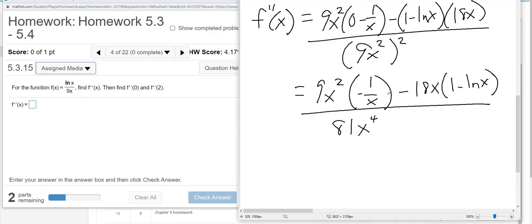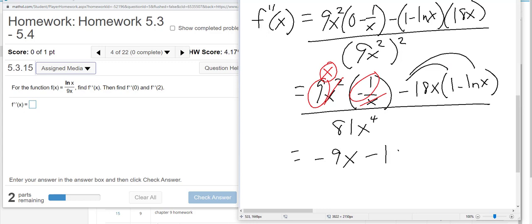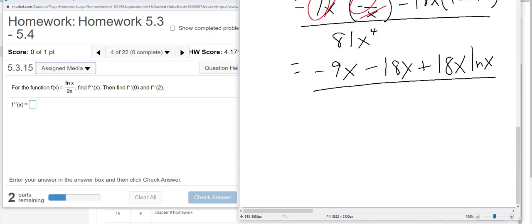All right, so this x is going to reduce with this x. It's going to leave me a 9, an x, and a negative 1. So that's going to give me a negative 9x. Now I'm going to distribute minus 18x plus 18x natural log of x. All of that is over 81x to the 4th.